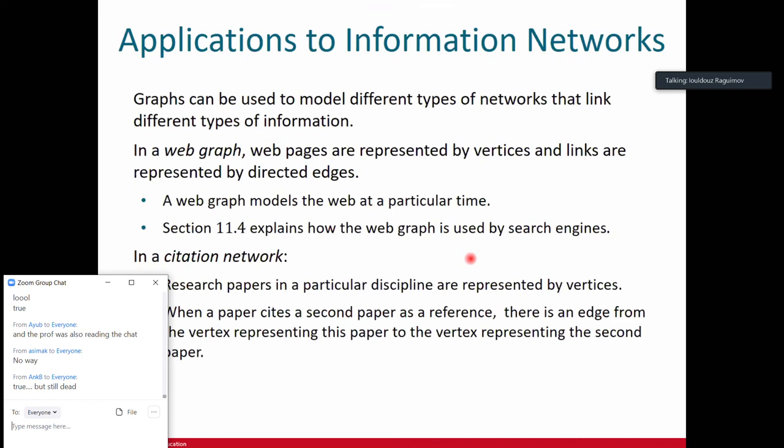Okay, tell me. Can you think about that? Does it have a loop? Obviously, it doesn't have a loop. And when I write a paper, I can refer to my previous papers, right? Is it a directed or undirected graph? It is a directed graph.